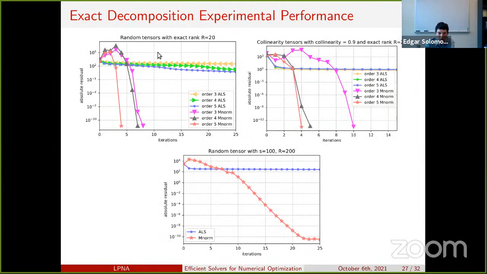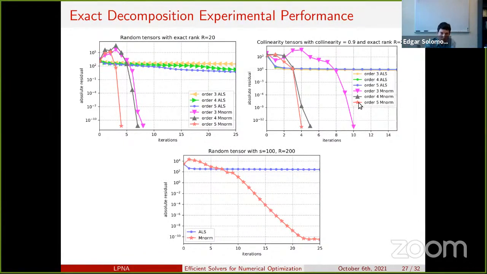And if we look at what happens in practice for exact decomposition, these lines are ALS for different order tensors for some simple random exact problem with rank equal to 20. This is a 100 by 100 by 100 tensor. And these are what here is called the mnor method, so this new iteration scheme we proposed. And as you can see, it's converging extremely fast once it actually finds a solution, although it's not in general minimizing the residual in a monotonic way like ALS does. And if we consider a tensor that has a more ill-conditioned decomposition, then ALS is doing yet worse in linear convergence rate, while this method is still converging in 10 iterations to the exact solution.